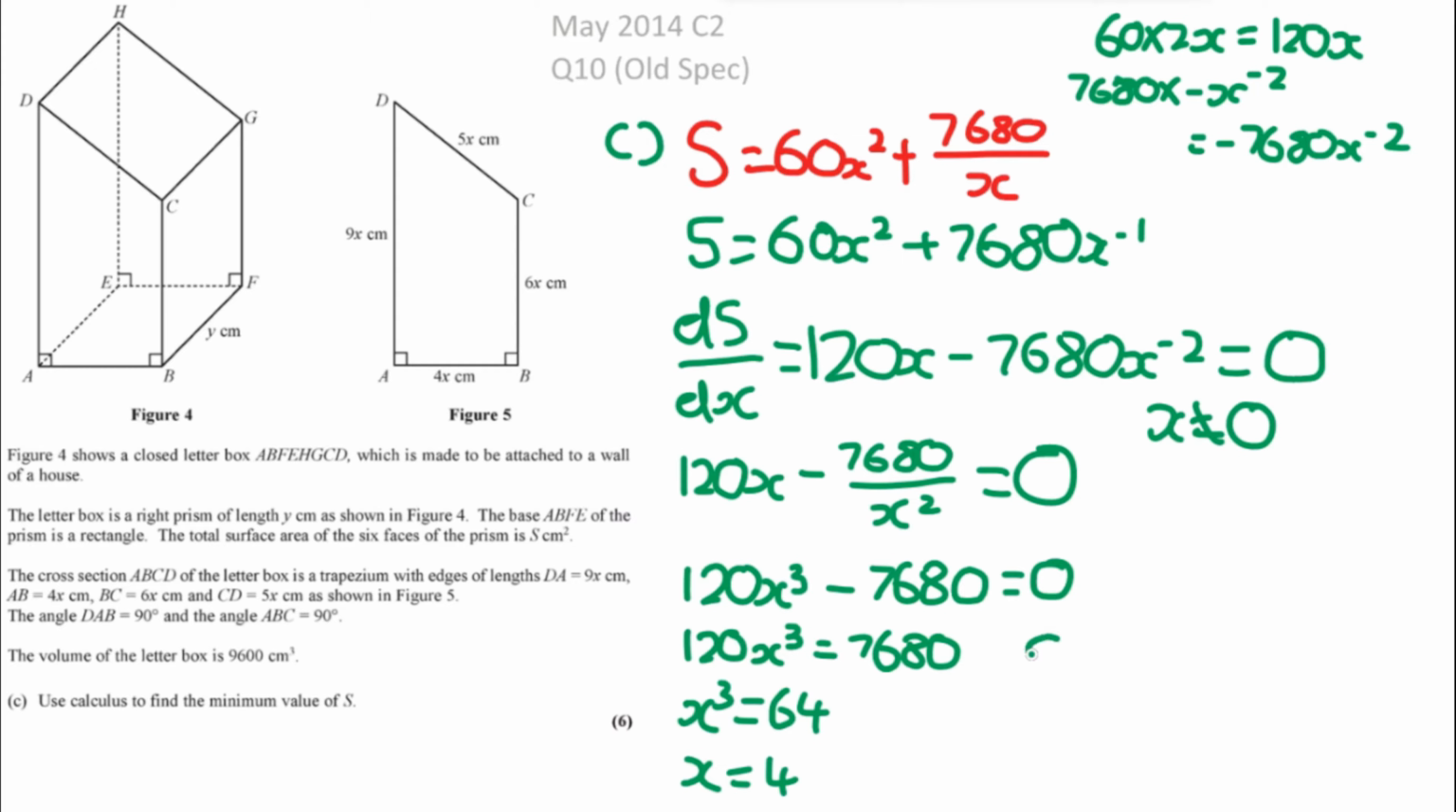So s is equal to 60 times 4 squared plus 7680 over 4, and if you put this into a calculator, this is equal to 2,880. So this is the minimum value of S, and this is the final answer.